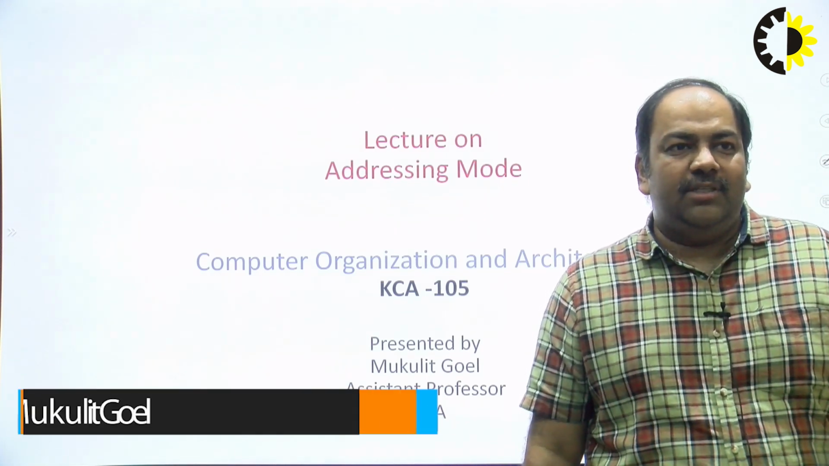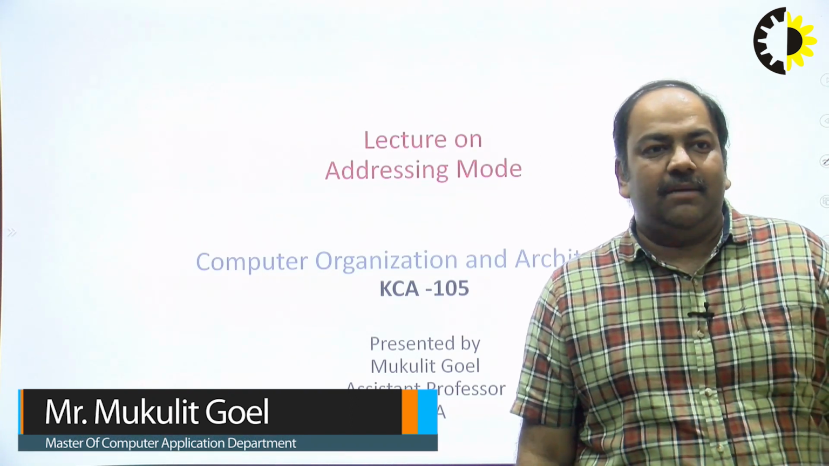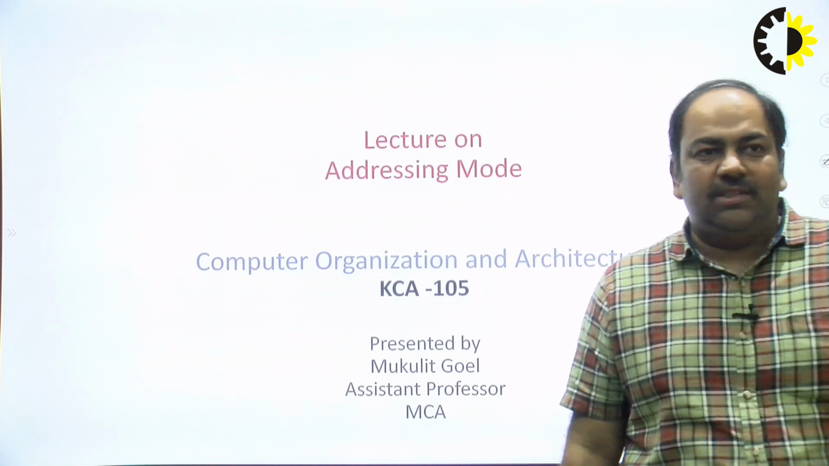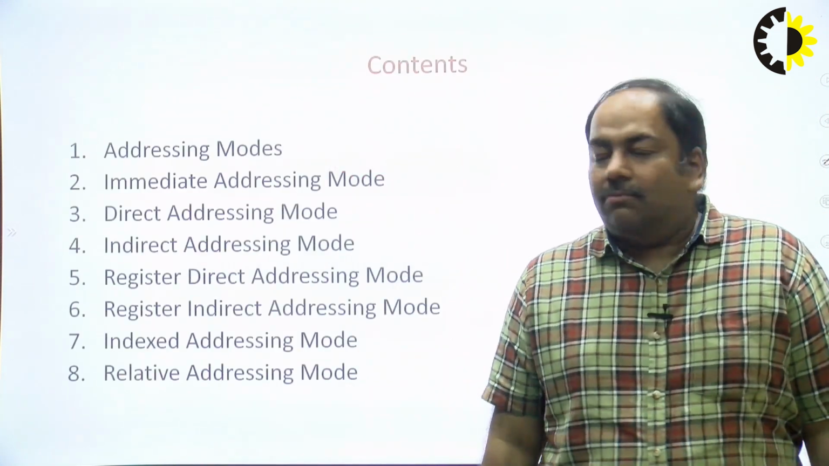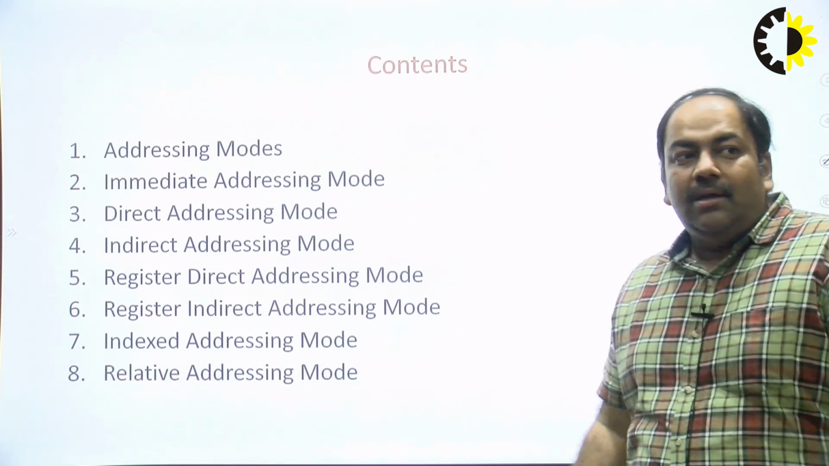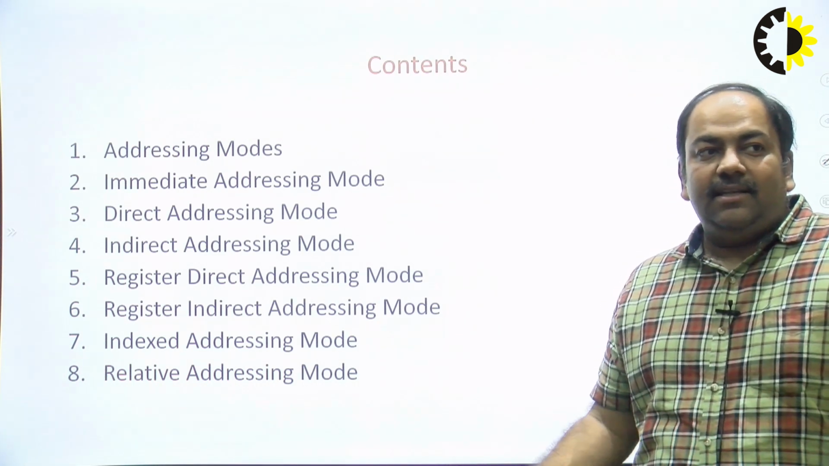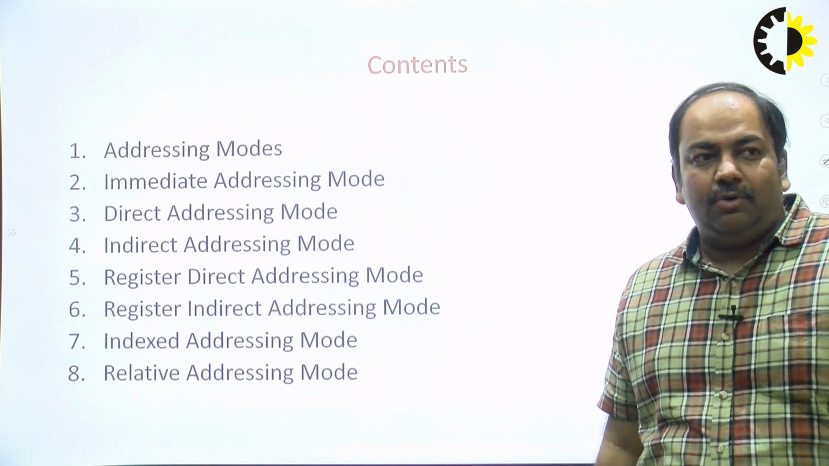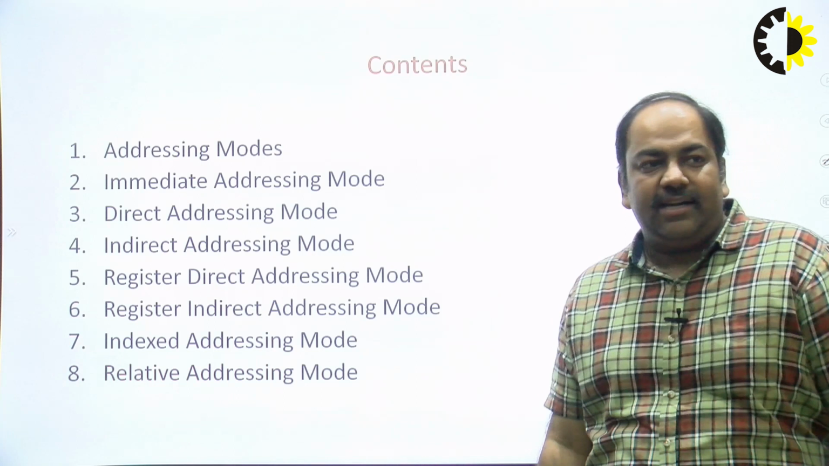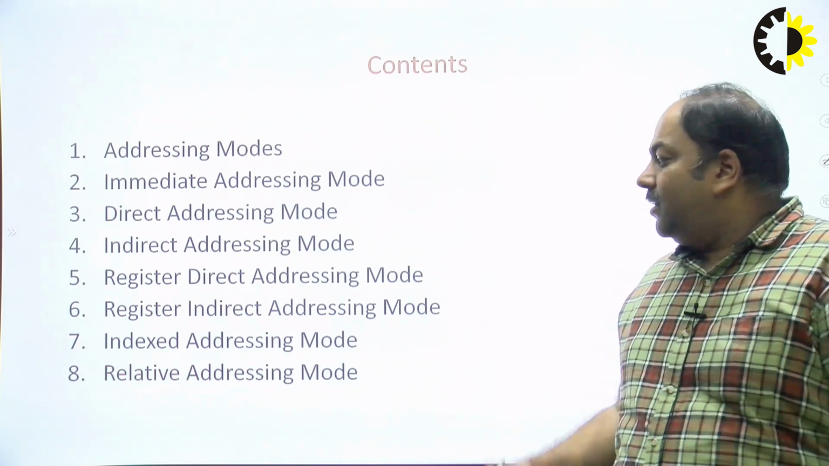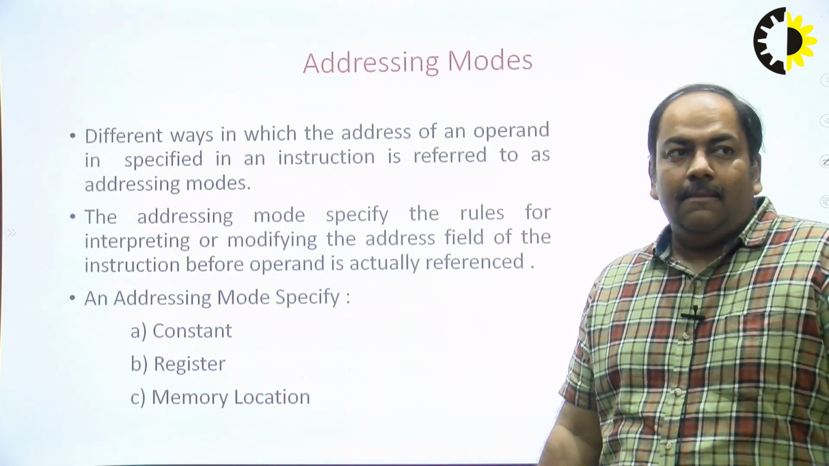Today I am going to discuss addressing modes from the subject Computer Organization and Architecture with paper code KCA 105. The contents of my presentation. First, addressing mode. What is addressing mode? And then after that, the types of addressing modes, which are immediate addressing mode, direct addressing mode, indirect addressing mode, register direct addressing mode, register indirect addressing mode, indexed addressing mode, and relative addressing mode.